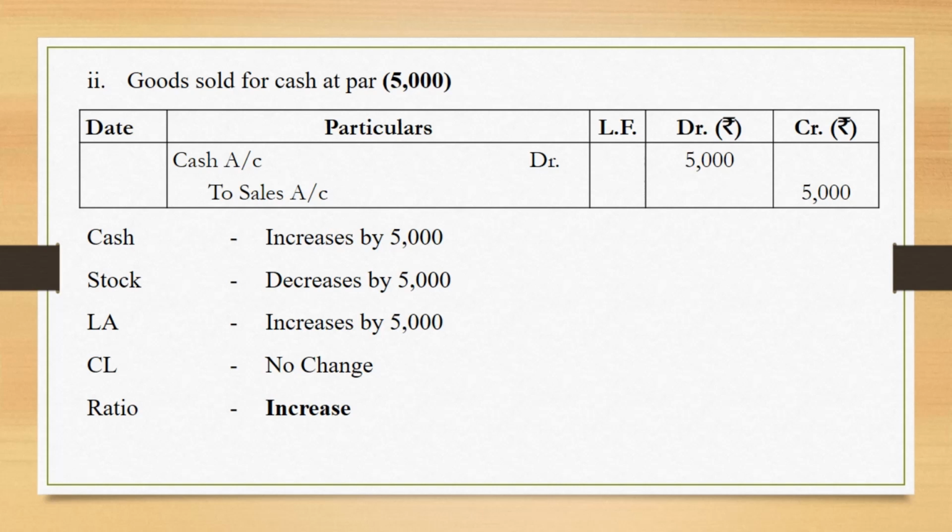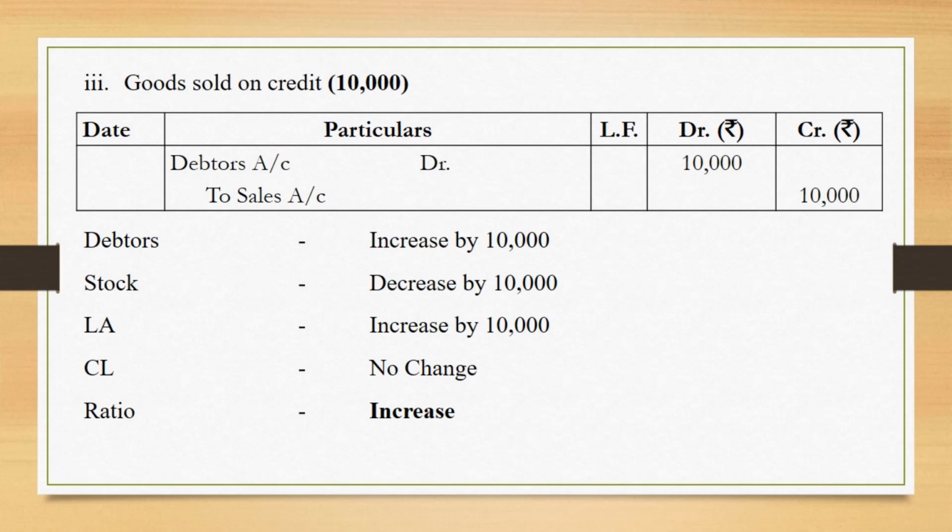So when we say that cash increases and stock decreases, because of cash our liquid assets increase. Stock is a current asset but not a liquid asset, so because of stock there is no change, right? Neither of these two items will affect the current liabilities, so no change in current liabilities. Because of cash, liquid assets increase. That means the numerator increases. Now because the numerator increases, the ratio increases.